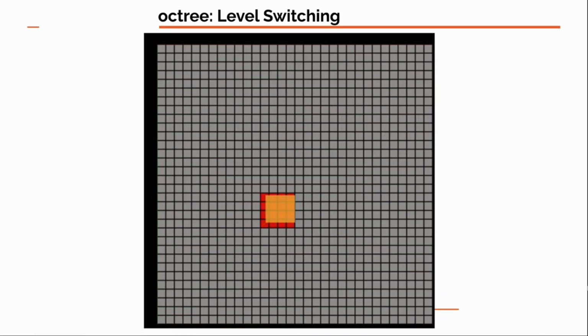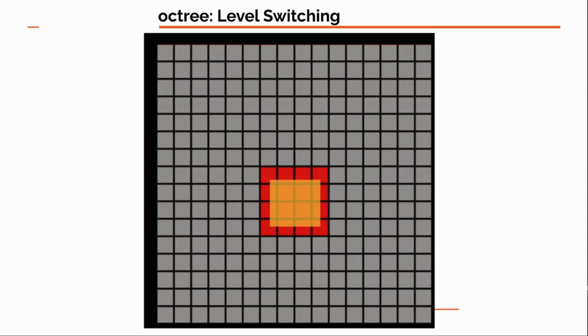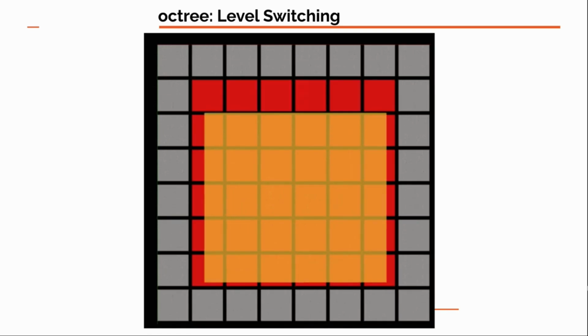Now I'll show the same thing, but here we're going to switch octree levels. So as you zoom out, you're now drawing more and more of the picture, so you can use bigger and bigger tiles. So again, wherever we are, you're drawing, in this case, maybe 20 tiles.